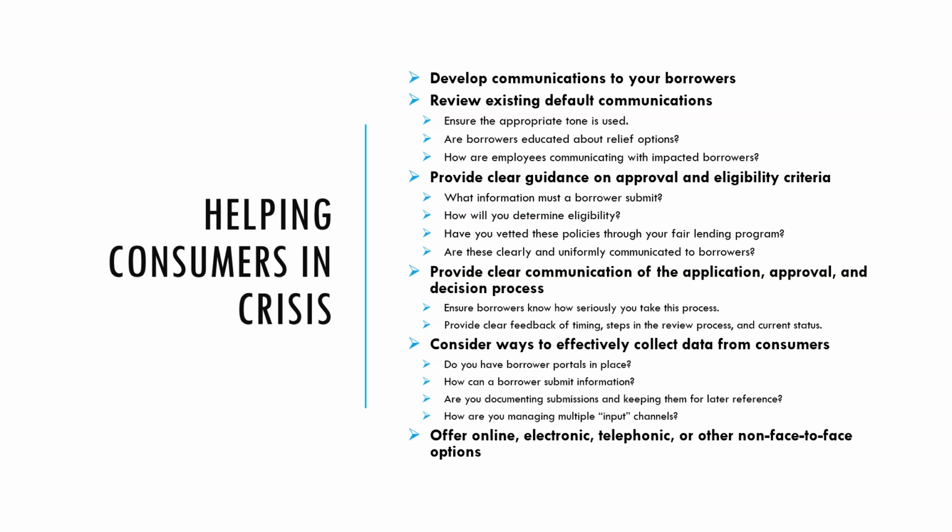We've been building a lot of PPP programs here lately, and that same issue comes up. How are you going to let those potential borrowers know when their application needs additional information? How are you going to document that? How are you going to work with them to communicate what the timelines and expectations are? And then make sure that you have a way to collect this data.